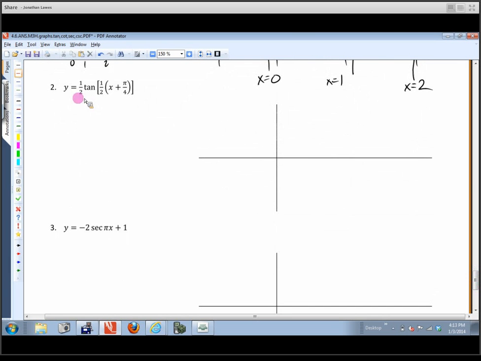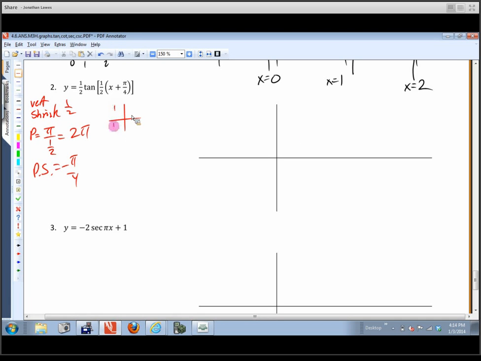Okay, the next one is 1 half tangent. That's already been factored out, so that's kind of good news. And then this is x plus pi fourths. So we've got a vertical shrink. Everything's going to be half as tall as it used to be. I factored out a 1 half. That's the period change factor. So the new period is the old period divided by the period change factor of 1 half. So that means the new period is going to be 2 pi. And then I've got a phase shift of negative pi fourths. Okay? So let's think about this.